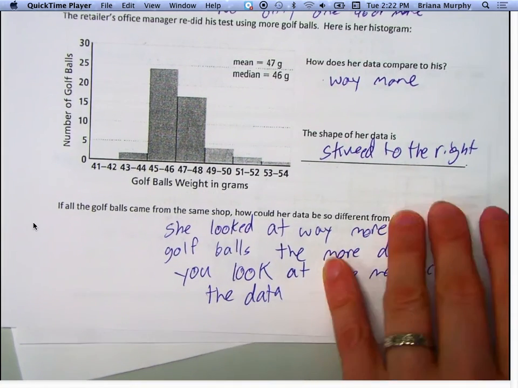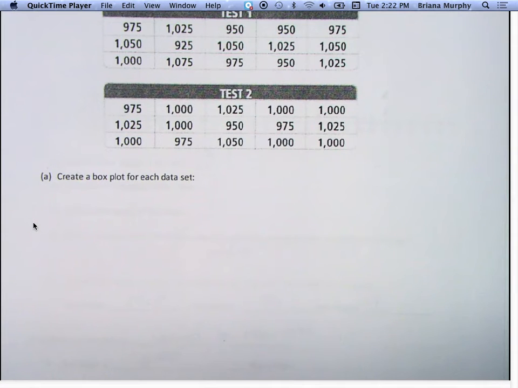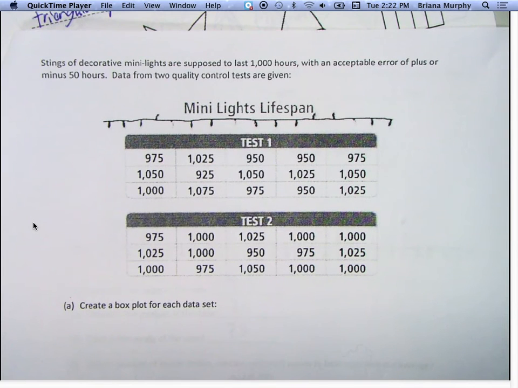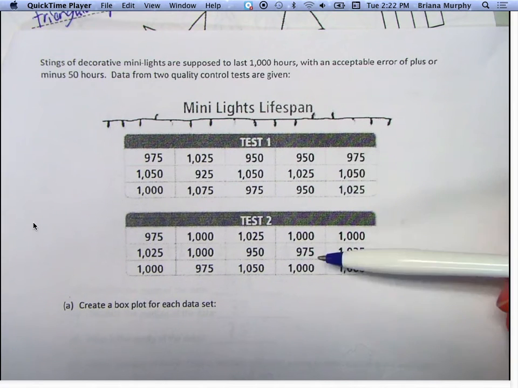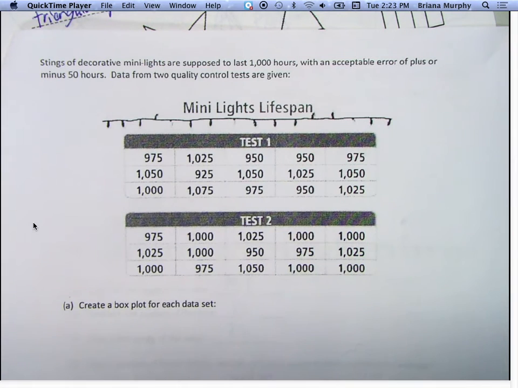Okay, let's look at mini lights lifespans. Strings of decorative mini lights are supposed to last 1,000 hours with an acceptable error of plus or minus 50 hours. Data from 2 quality control tests are given. Here's test 1, test 2. Create a box plot for each data. Then we're going to calculate the mean, median, and IQR for each data set. Then we're going to compare the shapes of the data displays. What do the boxes tell us about the quality of the mini lights?